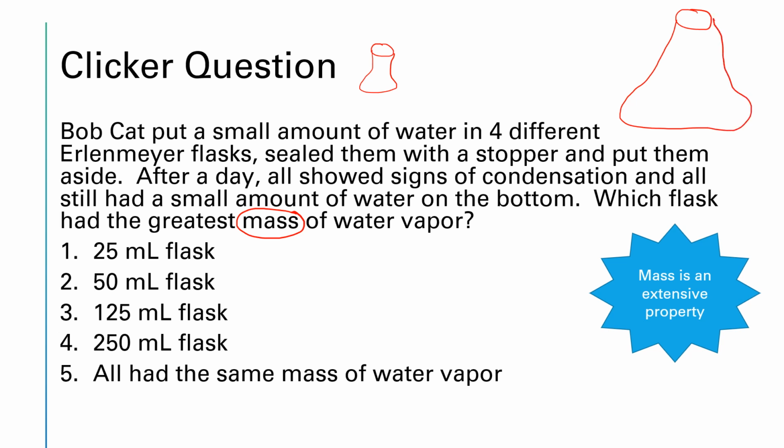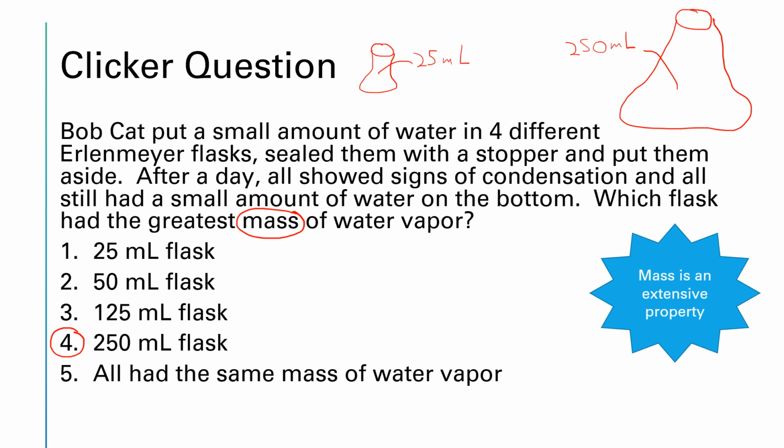And oh, those are terrible drawings. But this one is 25 mL, and this one is a 250 mL flask. The vapor pressure in both of these is the same. And so you should probably pause and work your way through this. All right, let's assume you've paused, you've thought about this. Hopefully the conclusion you reached was that the 250 milliliter flask has the greatest mass.